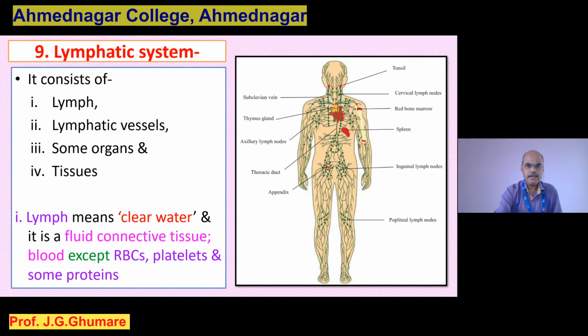Okay. Next, and the concluding topic for this one, is the lymphatic system. We already started the chapter saying that we have two systems. The main and important transport in the body is carried out by the circulatory system. Up till now, we discussed the circulatory system.